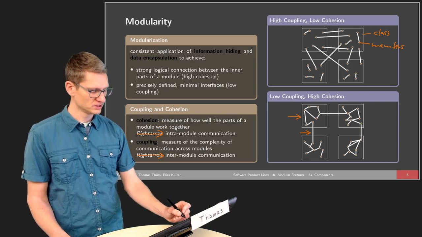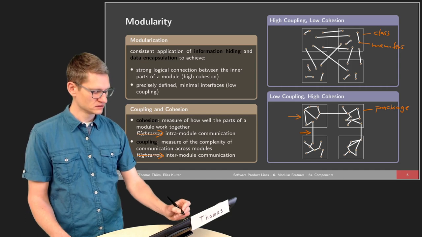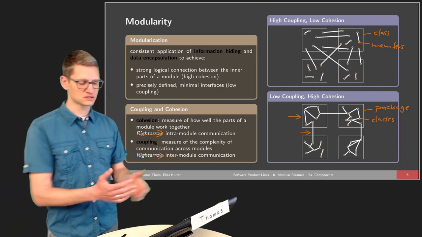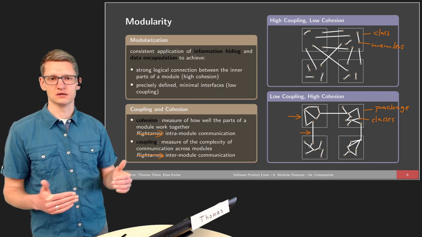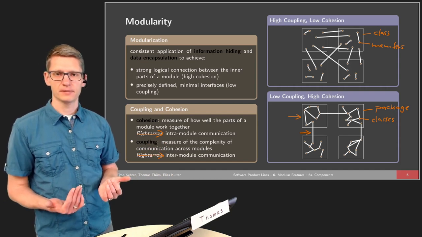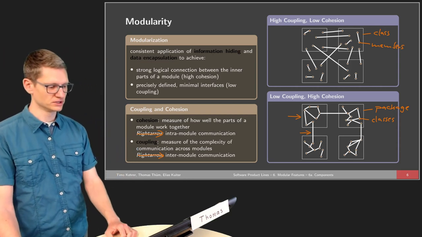The picture below is on a different scale. It is a common illustration at a larger scale, like a package, where these are, for instance, classes, and we look at which classes interact with each other. In any case, this picture is supposed to illustrate that the overall goal is always to have high cohesion and low coupling, but we will see that it's only possible to a certain degree to achieve this high cohesion.